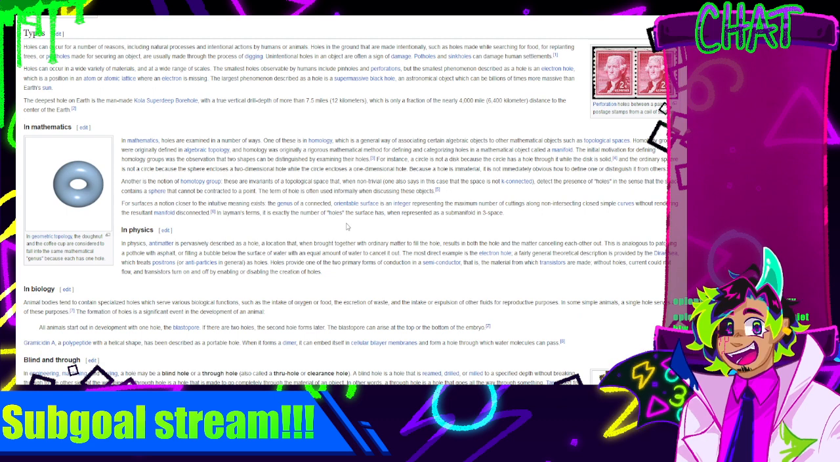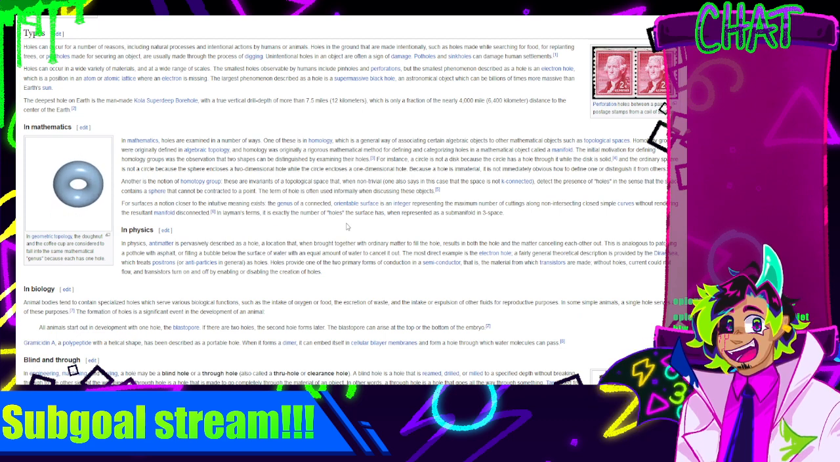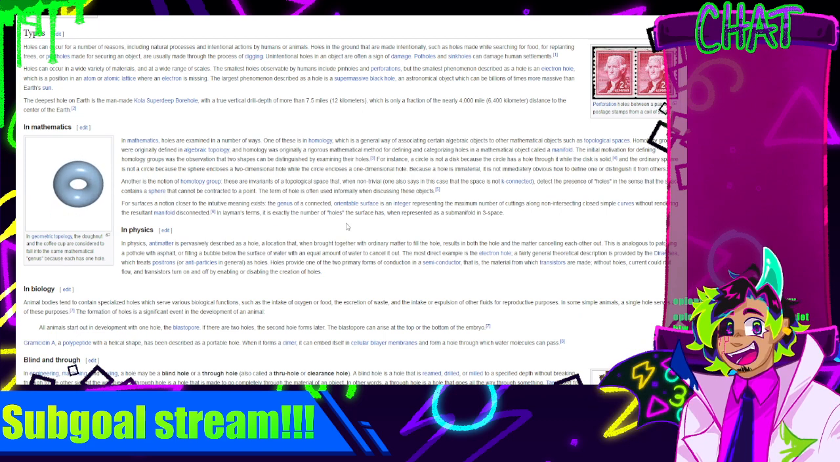Another is the notion of homotopy. Homotopy groups. These are invariants of topological space that, when non-trivial, one also says in this case that the space is not k-connected, detect the presence of holes in the sense that the space contains a sphere that cannot be contracted to a point.